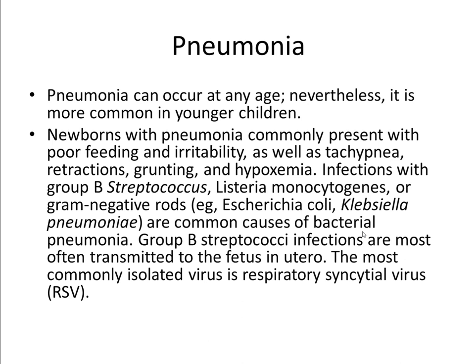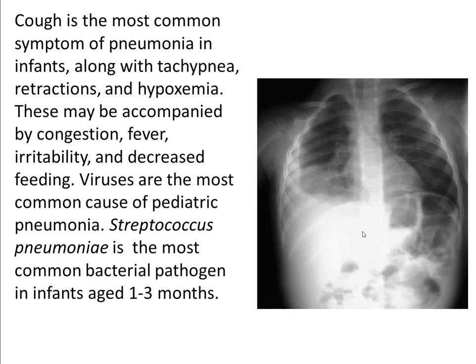Infections with group B streptococcus, Listeria, and Klebsiella are common causes of bacterial pneumonia. In utero transmission is the most common cause of group B streptococcus. The most commonly isolated virus is respiratory syncytial virus in children. Cough is the most common symptom of pneumonia in infants, along with tachypnea, retractions, and hypoxemia. This may be accompanied by congestion, fever, irritability, and decreased feeding.